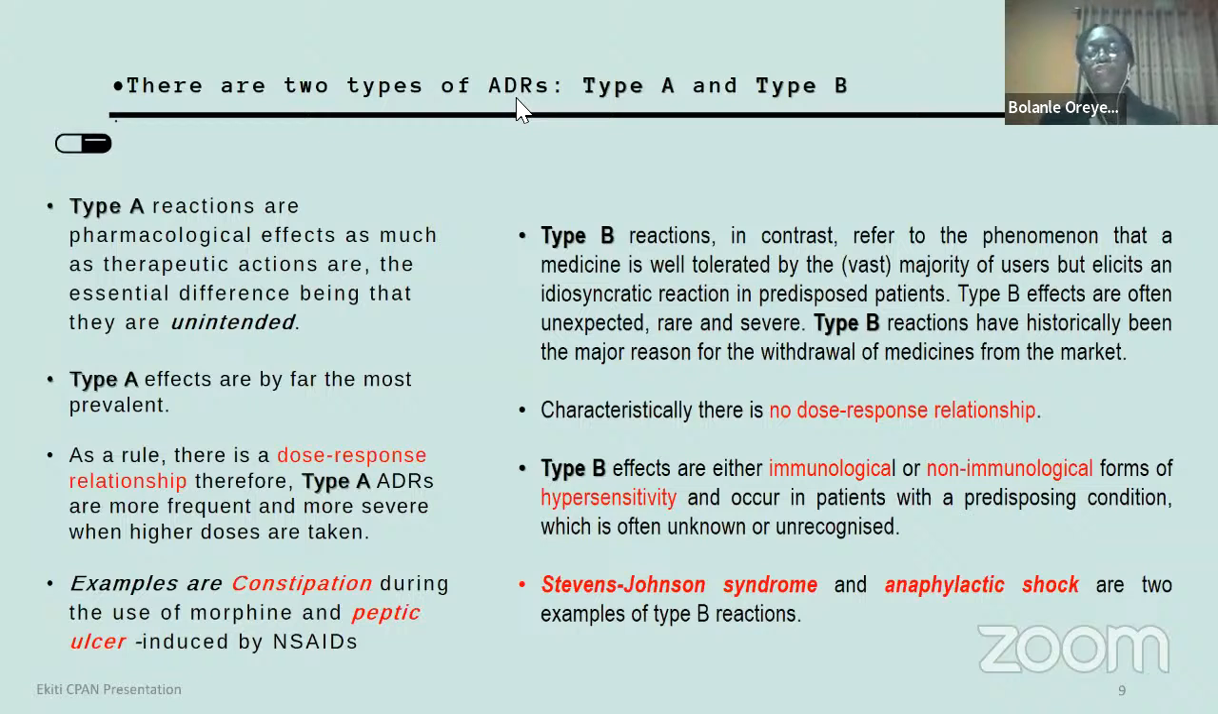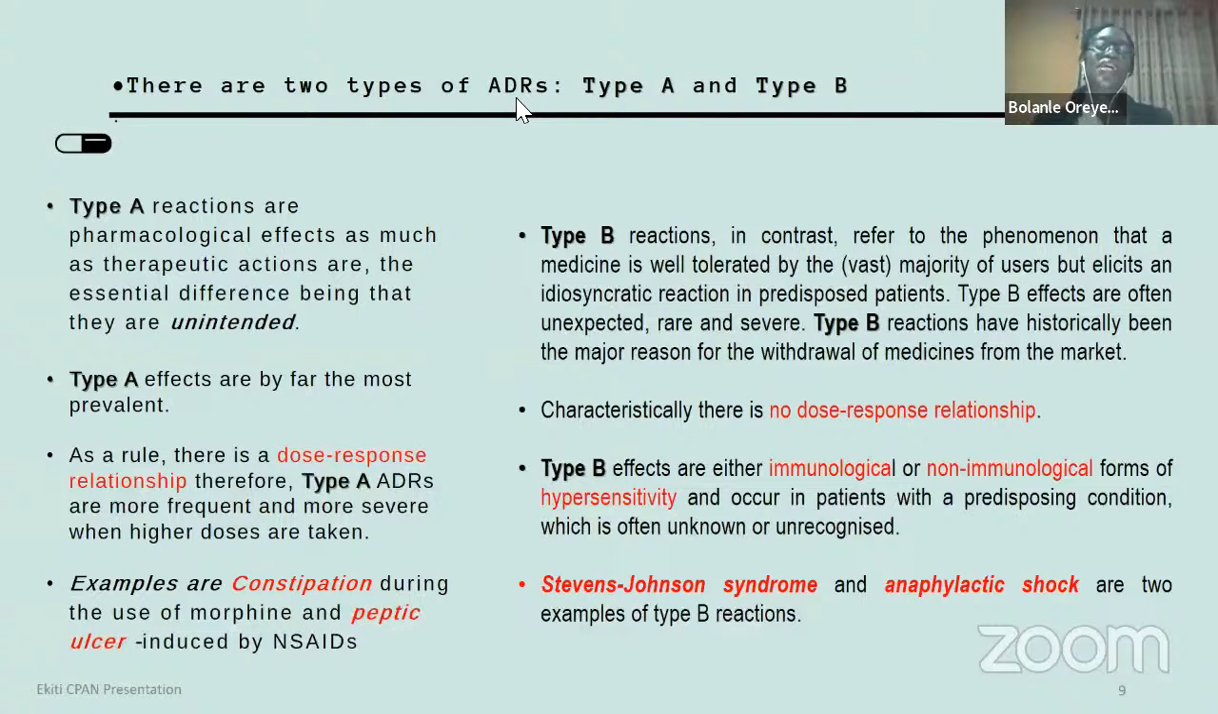However, in type B reactions, you find that the medicine is mostly well tolerated by a vast majority of users, but elicits an idiosyncratic reaction in predisposed patients. Type B effects are often unexpected. They are rare and they are severe. Type B reactions have historically been the major reason for withdrawal of medicines from the market. Characteristically, there is no dose relationship with type B reactions. Type B effects are either immunological or non-immunological forms of hypersensitivity and occur in patients with a predisposing condition, which is often unknown or unrecognized.